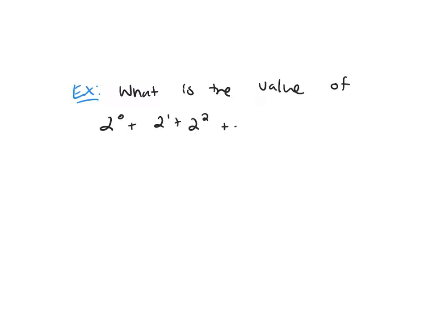So let's continue our discussion of summations. Let's look at the following problem. What is the value of 2 to the 0 plus 2 to the first plus 2 squared plus ... plus 2 to the n when n equals 0, n equals 1, and n equals 2?